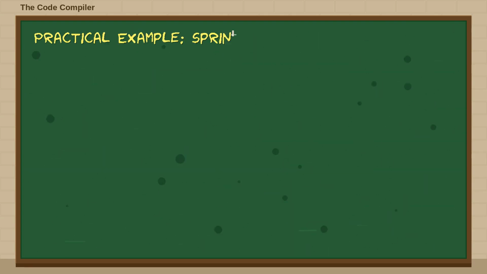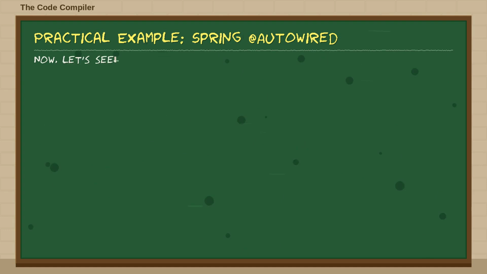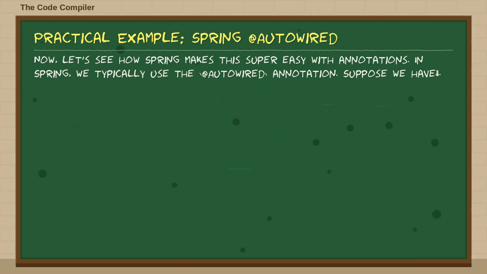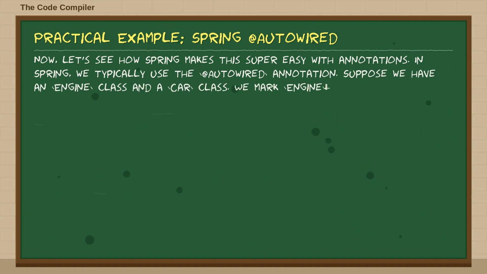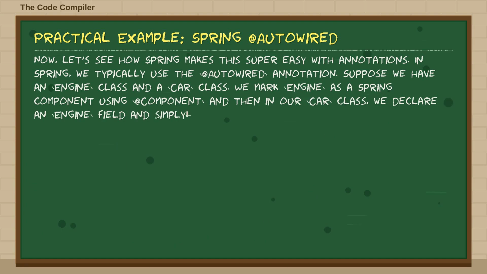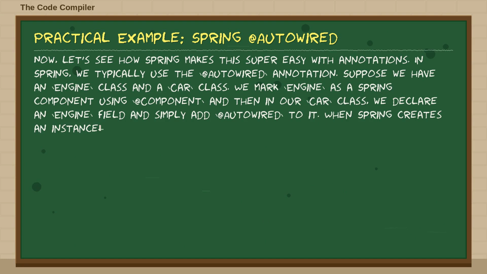Now, let's see how Spring makes this super easy with annotations. In Spring, we typically use the @Autowired annotation. Suppose we have an Engine class and a Car class. We mark Engine as a Spring component using @Component, and then in our Car class, we declare an Engine field and simply add @Autowired to it.